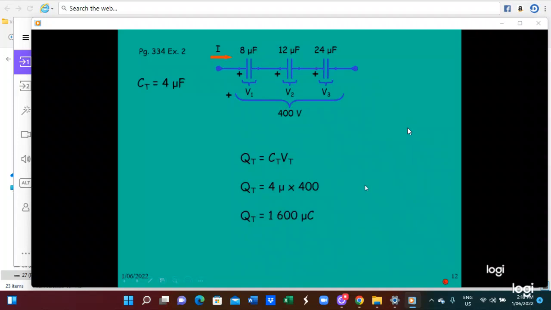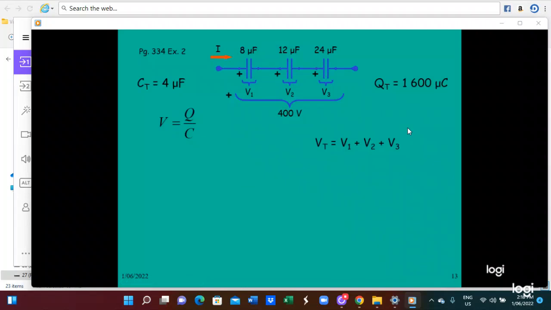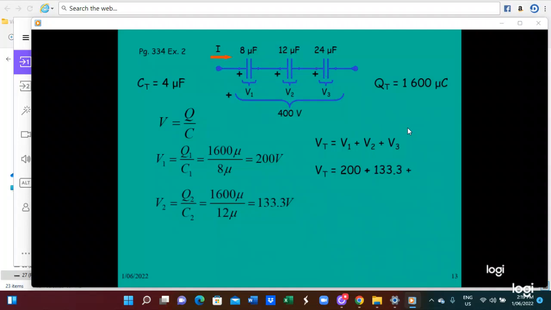Q is 1600 microcoulomb. V equal to V1 plus V2 plus V3. So in this case, we calculate V1 equal to Q1 by C1, 1600 by 8, you get 200 volt. You substitute: V2 equal to Q2 by C2, 1600 by 12, you get 133.3 volt. V3 equal to Q3 by C3, 1600 by 24, you get 66.7 volt. So you add everything, you get a voltage equal to 400 volt.